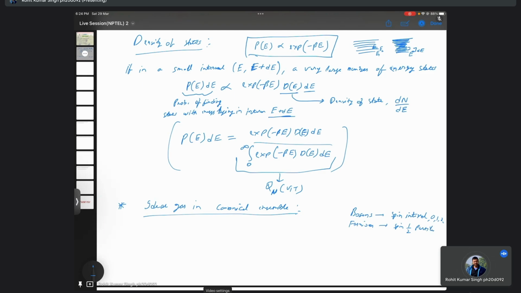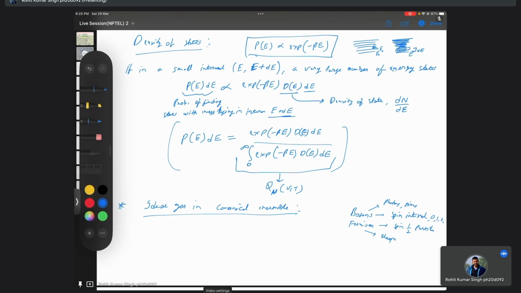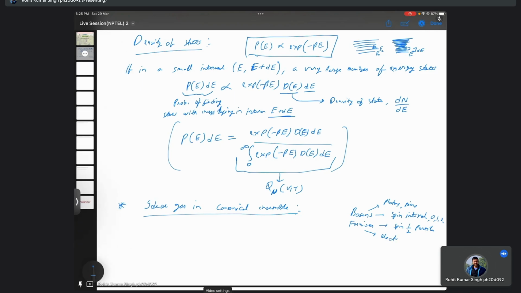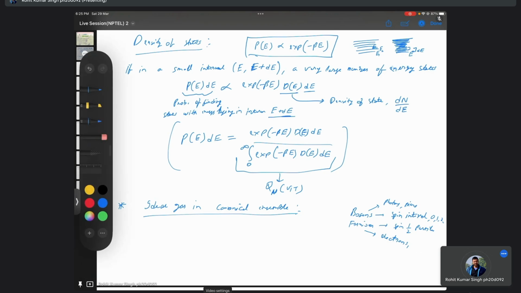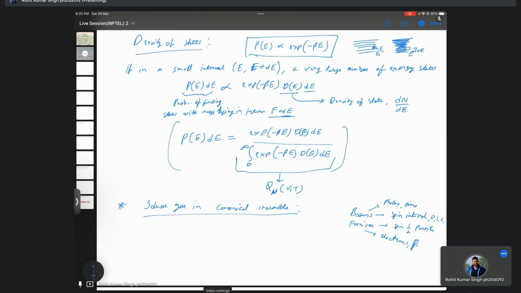Bosons can be photons, pions, etc. Fermions are spin half particles like electrons, protons, etc.